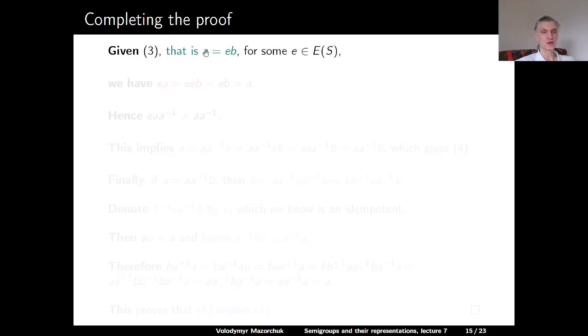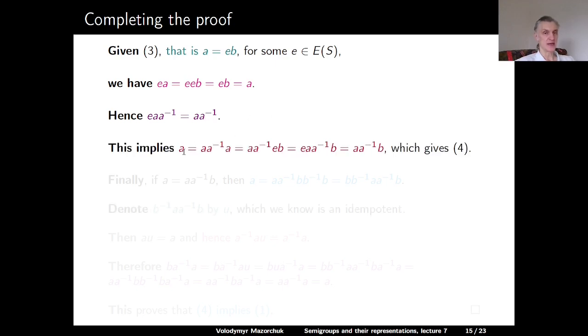Now, given 3, so we assume that A is equal to EB for some element E in E of S. We have that EA is equal to EEB, which is EB, which is A. And now we multiply with A inverse on the right, we get EA inverse is equal to A inverse. So this implies that A, which is equal to A inverse A, this is equal to A inverse EB, this is equal to EA inverse B, because E and A inverse commute, and this is equal to A inverse B. And this gives us exactly condition 4.